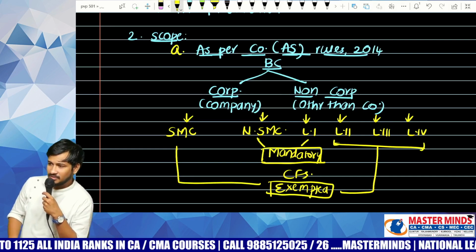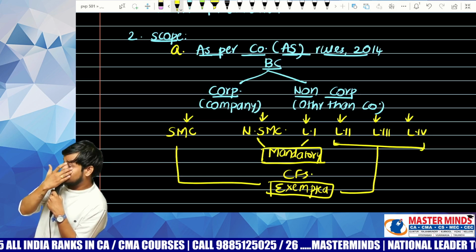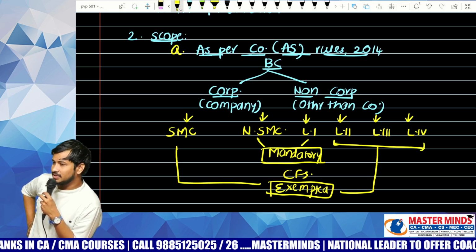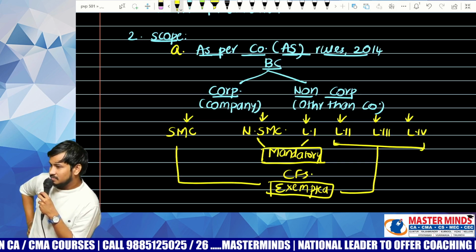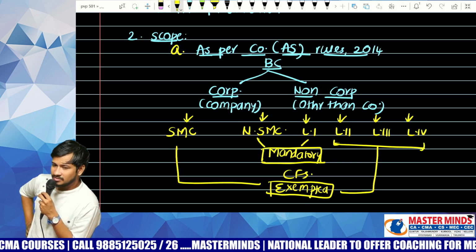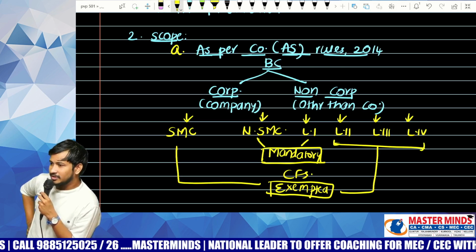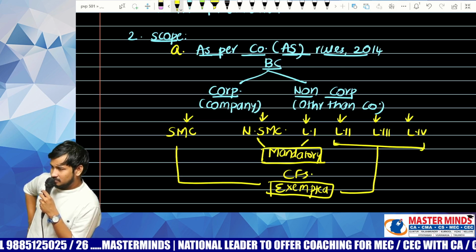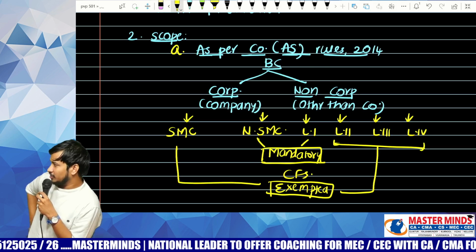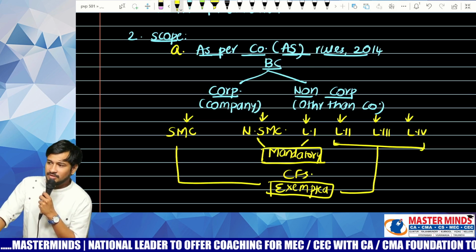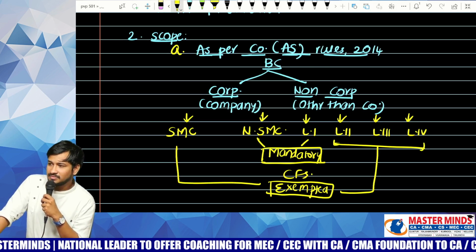Point number B. As per Companies Act 2013, the following companies are exempted.